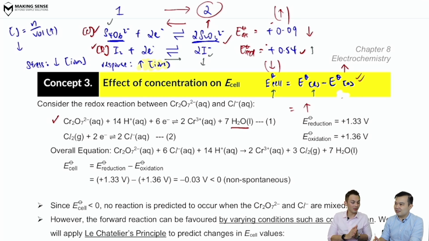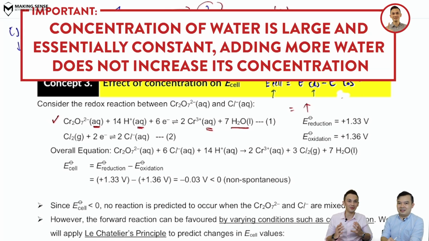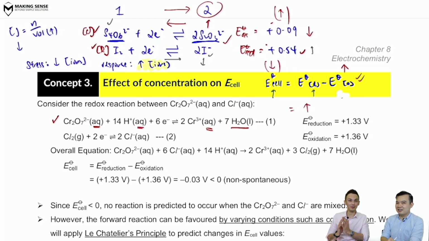But the problem is, you look at the state symbols, there's a lot of aqueous ions. And aqueous means you're dissolved in a lot of water. So the water is in very, very high concentration. You cannot change the concentration of something that's already in excess. Right, okay. So it's the wrong theory to focus on the number of moles of water.